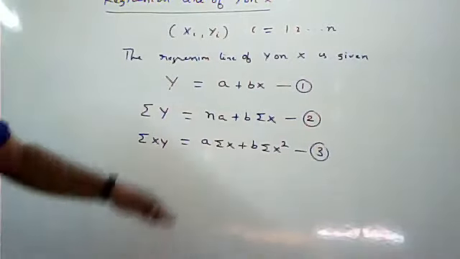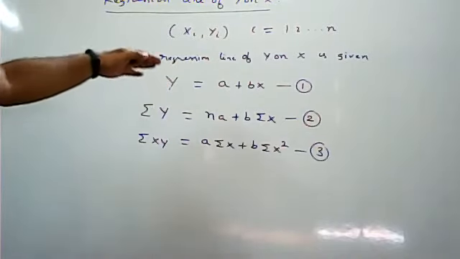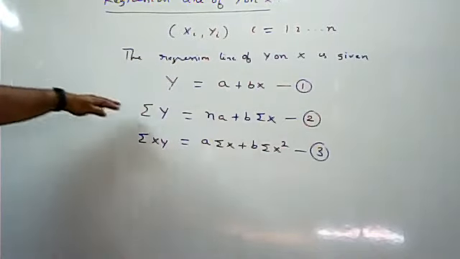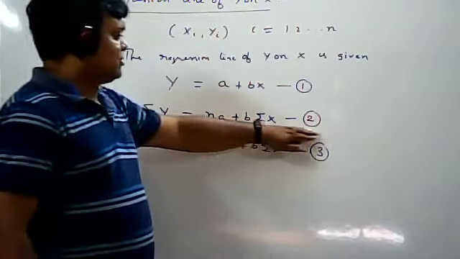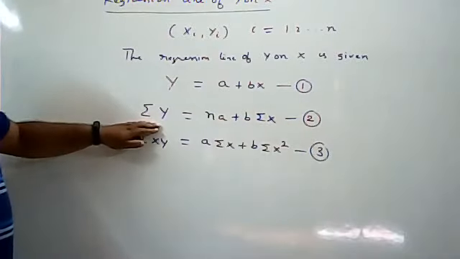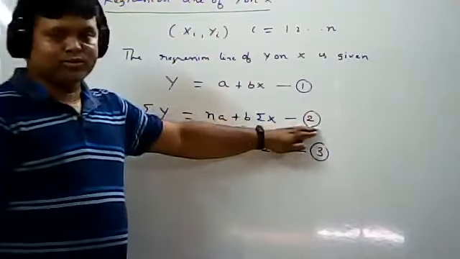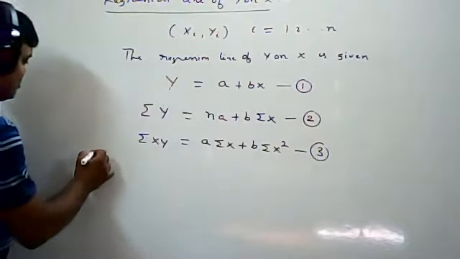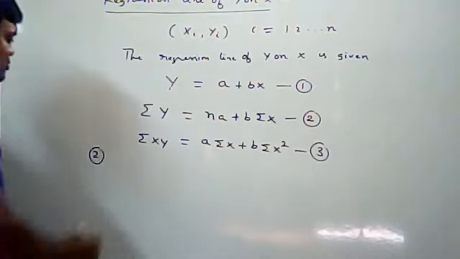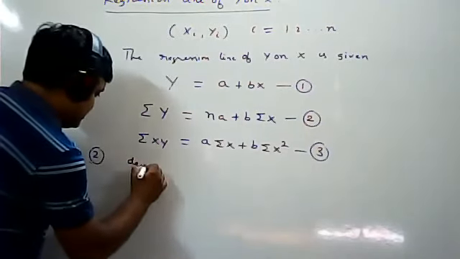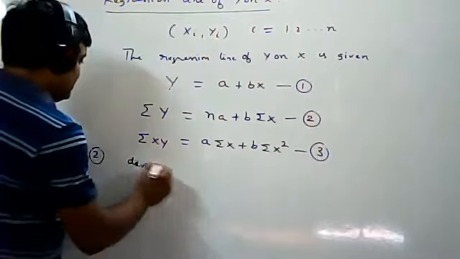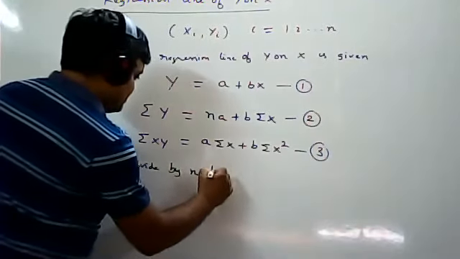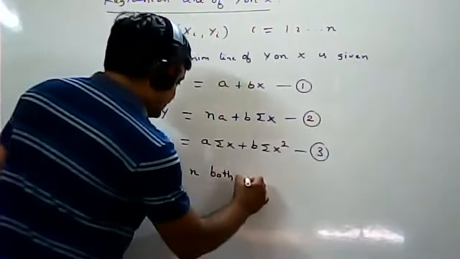Now I will consider these equations one by one. See the first normal equation. This I will consider first. So I will consider equation number 2 and I will divide by n both sides. So right now, consider equation 2. Divide by n both sides.